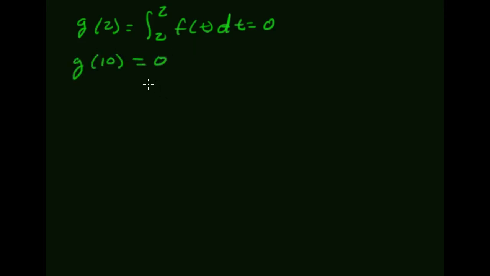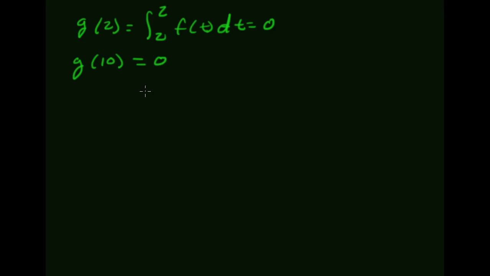Okay, so there's a part D to the problem. It says find all the intervals for which g of x is less than 0. So you have to do a little bit of thinking here. You have to note that g of 2, the integral from 2 to 2 of f of t dt, has to equal 0. Okay. You also note that g of 10 is also 0.